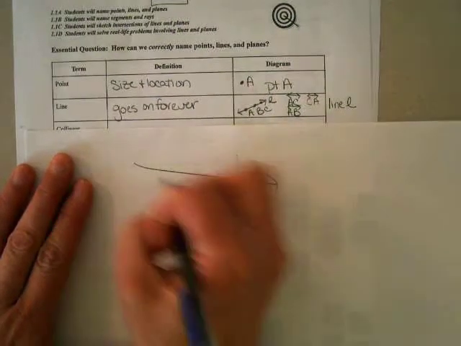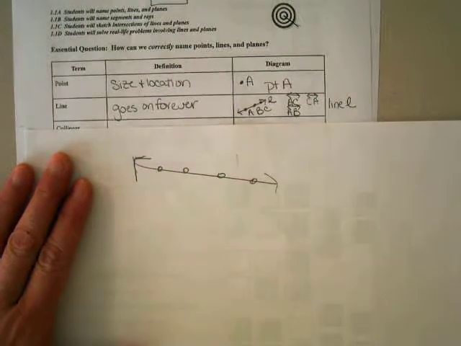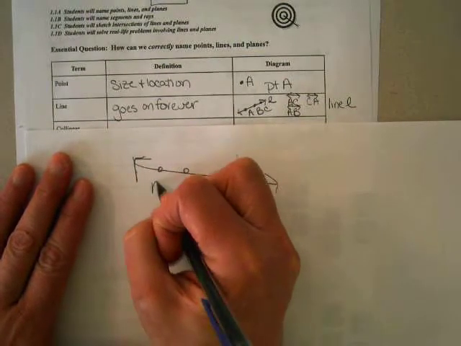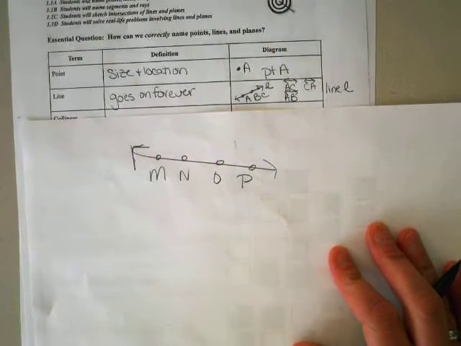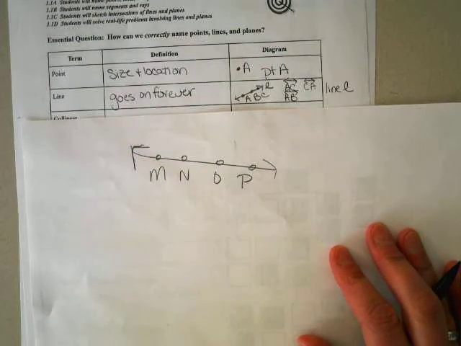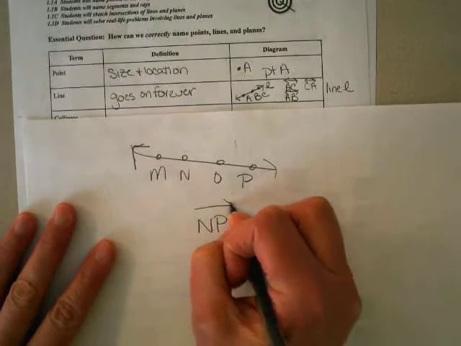There we go. Okay, so we went through the first two definitions real quick. Now, just remember, with the line, whatever way the line is going, and how many points are on the line. So if you've got M, N, O, P, you can pick any two letters off the line to name it. So if you wanted to pick N, P, you could.